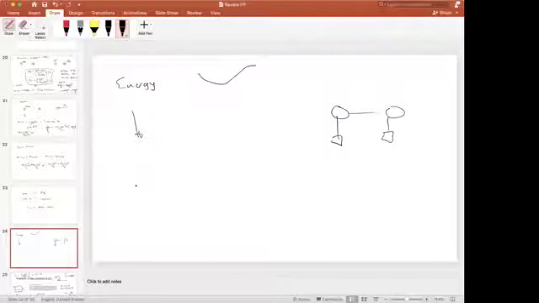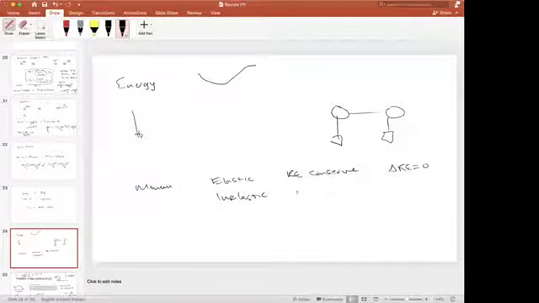Okay, and then for momentum, know the difference between elastic and inelastic, and know how to find when KE is conserved. Here KE is conserved, so delta KE is 0. Here KE is not conserved, so delta KE is always some negative due to heat.